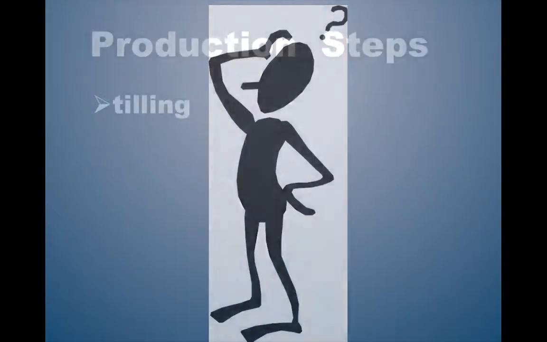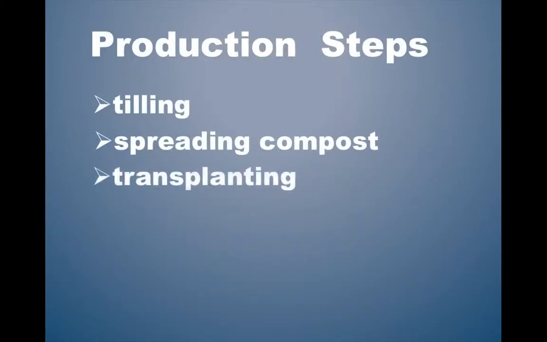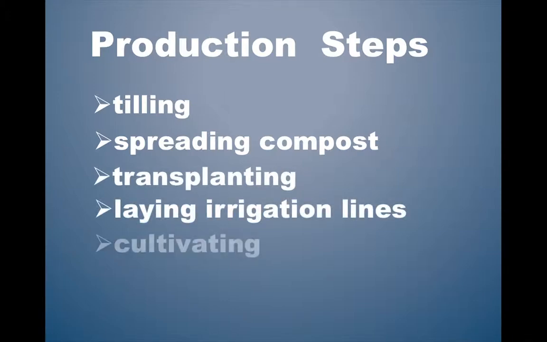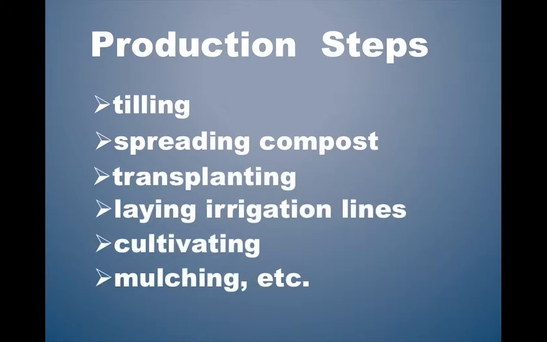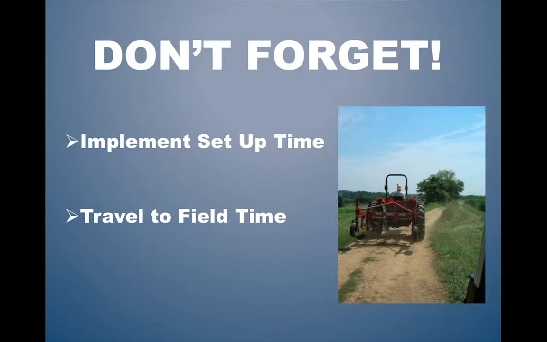Here's a suggestion. Sit and think about all the steps that go into your production. Tilling, spreading compost, transplanting, irrigating, cultivating, mulching, etc. Think about how long it takes to do each one of these steps for some given unit of land, say an acre or maybe a 100-foot bed. Don't forget how long it takes to set up and take off implements on your tractor and travel time to the field.